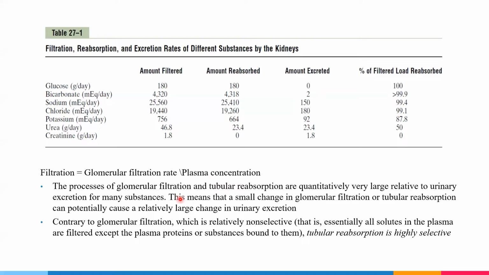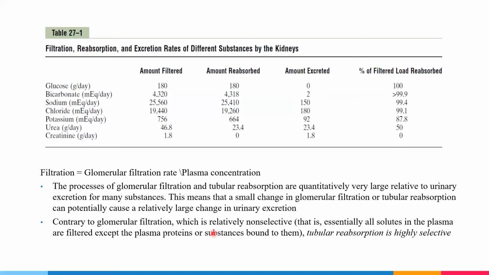The processes of glomerular filtration and tubular reabsorption are quantitatively very large relative to urinary excretion of many substances. This means that a small change in the glomerular filtration or tubular reabsorption can potentially cause a relatively large change in urinary excretion. This is obviously because these two forces play a huge role in the formation of the urine itself.